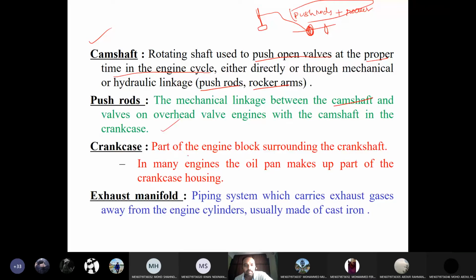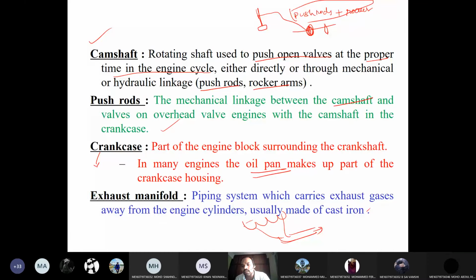Okay, the crankcase is the part of the block surrounding the crankshaft, right? In many engines, the oil pan makes up part of the crankcase. Means the crankcase consists of lubricating oil used for the lubrication of the different parts. Wherever there is relative motion, there we need to do the lubrication. And this is the exhaust manifold. It is the piping system which carries exhaust gases away from the engine cylinders, usually made up of cast iron, right? It depends upon it, if 4 cylinders are there, 4 passages are merged into a single passage. From this, the exhaust gases escape to the atmosphere.